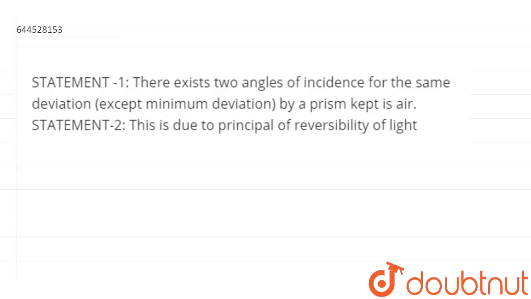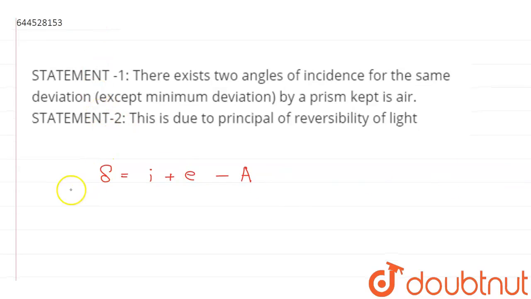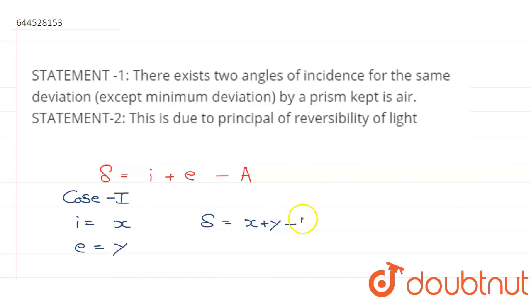There exist two angles of incidence for the same deviation, except at minimum deviation, by a prism kept in air. So the angle of deviation delta is given by angle of incidence I plus angle of emergence E minus the angle of the prism A. Now let's say case 1, where I is equal to, let's say, X, and E is equal to, let's say, Y. So the angle of deviation delta will be equal to X plus Y minus A.